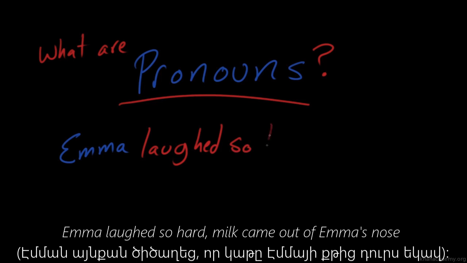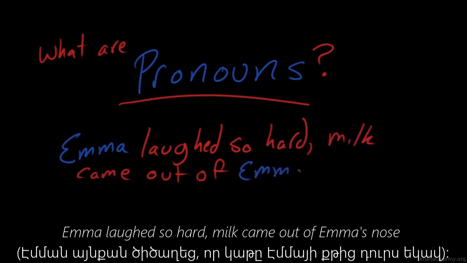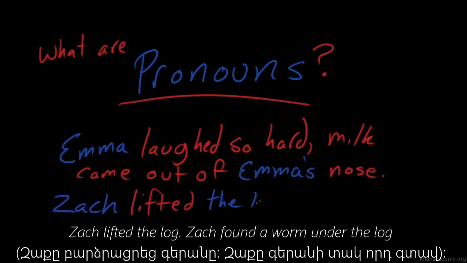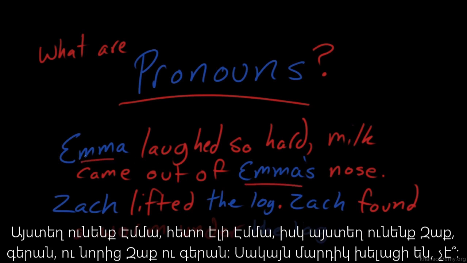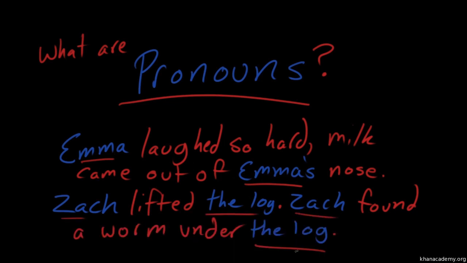Emma laughed so hard, milk came out of Emma's nose. Zach lifted the log. Zach found a worm under the log. So these sentences don't have pronouns, but what they do have is repeated nouns. You know, we have Emma, and then we say Emma's again, and then we say Zach and the log, and then we say Zach and the log.